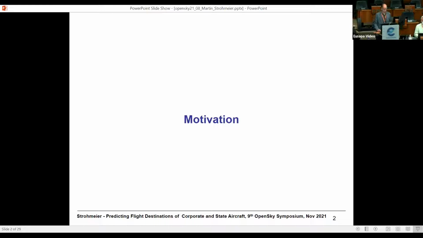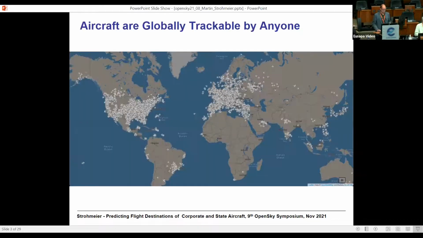First, let's look at the motivation. You know this picture, and obviously there are a lot of other aviation data providers. And as we know, aircraft are now in real time globally trackable by anyone. This doesn't only include commercial aircraft, it includes a lot of interesting stakeholders such as military aircraft, corporate aircraft, and government aircraft as well.